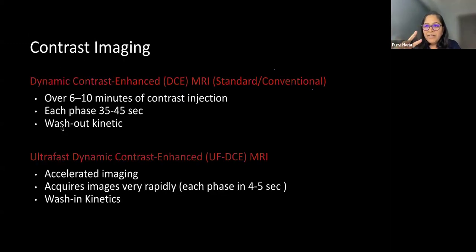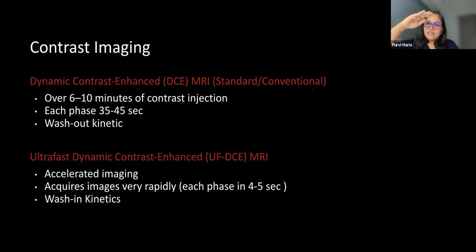There are right now two types of contrast imaging. One is dynamic contrast imaging, which is the standard or conventional one, which we have been using for around a decade. So this is the routine dynamic contrast image. How do we acquire this dynamic image? It is basically a T1 weighted sequence, which is a fat saturated T1 weighted image.